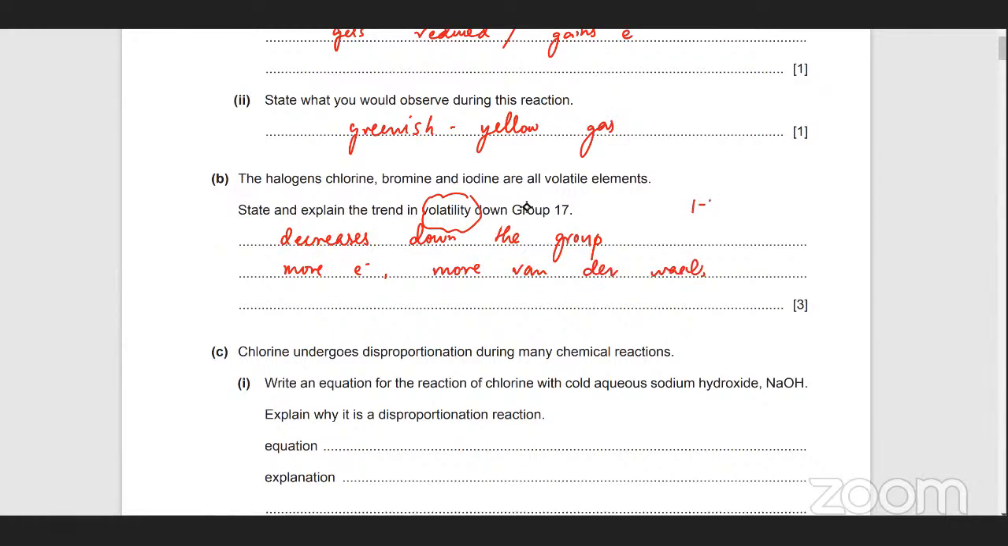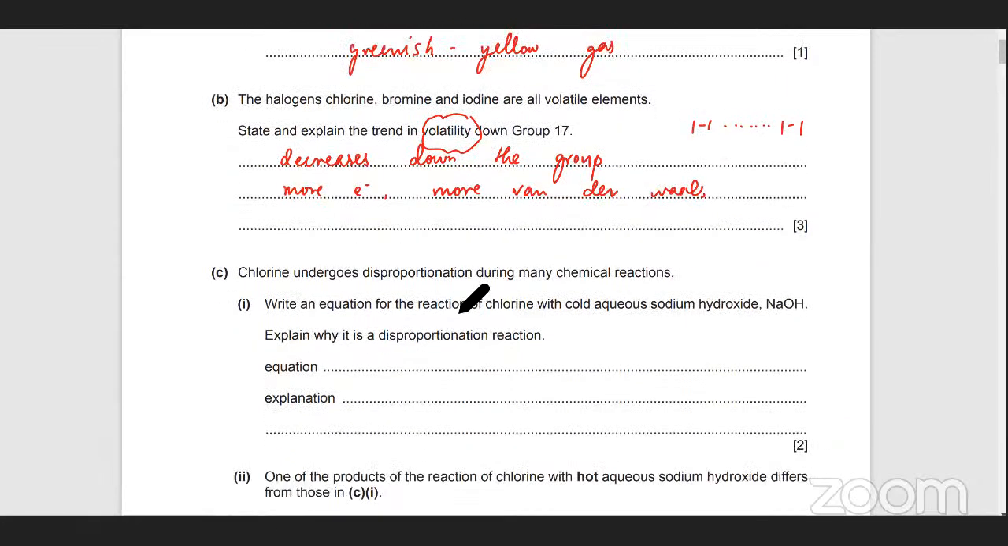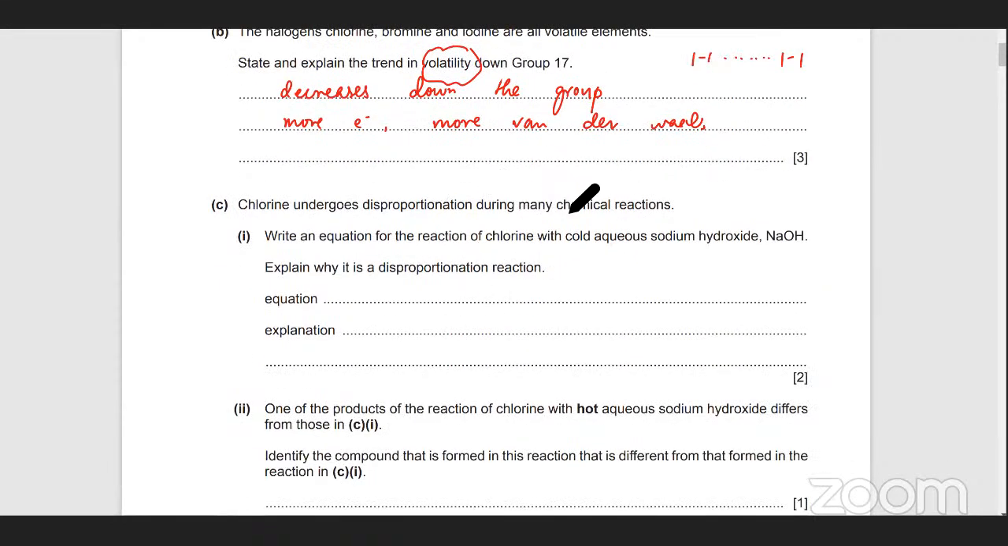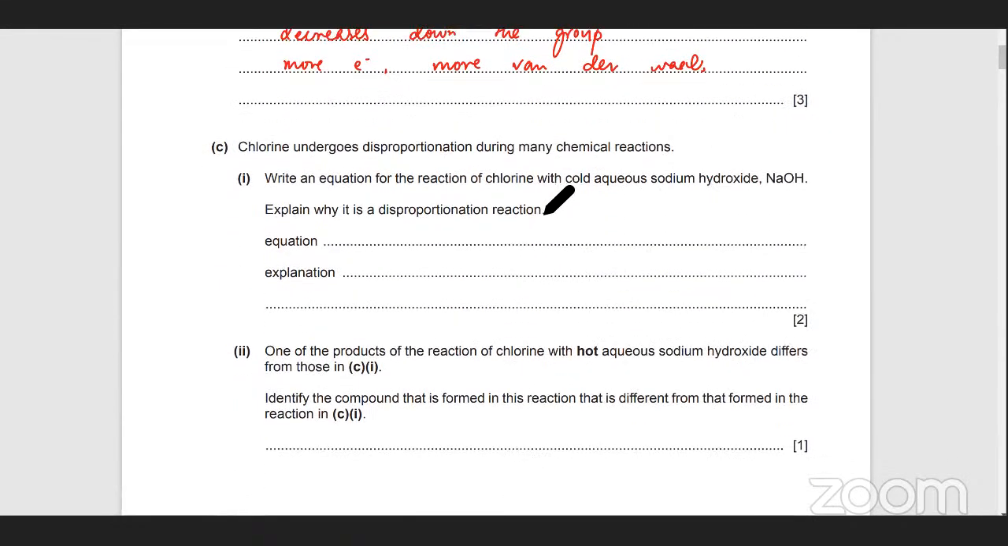For example, in I2 molecule, they would attract each other very strongly compared to an F2 molecule because there would be more temporary induced dipoles. As the next one, chlorine undergoes disproportionation during many chemical reactions. Write an equation for the reaction of chlorine with cold aqueous NaOH. Explain why it is disproportionation.